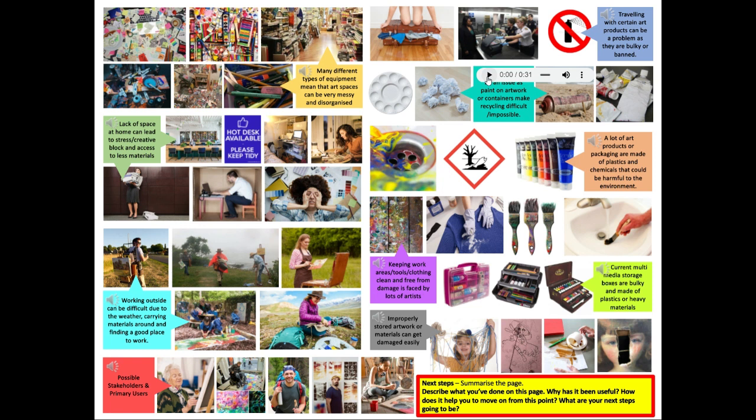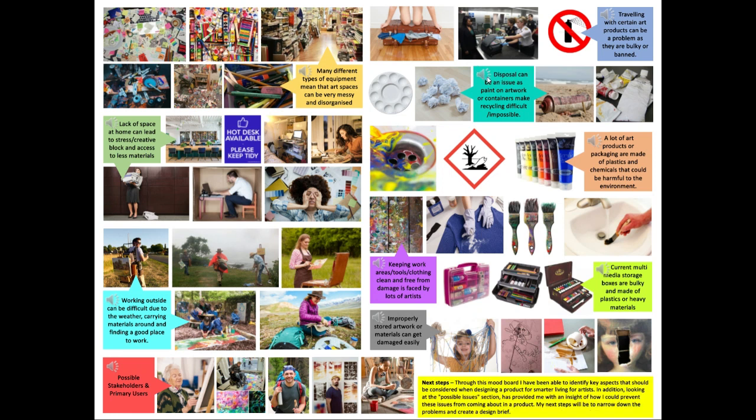They show that you're thinking chronologically, they show that you are following your project through from start to finish, and they show that you are thinking about the work that you have just done and how it informs the next step of your work. So you really do need to make sure that these are done. And as you can see now, I've added in just a couple of sentences to describe what I've done on this page. So through this mood board, I have been able to identify key aspects that should be considered when designing a product for smarter living for artists.